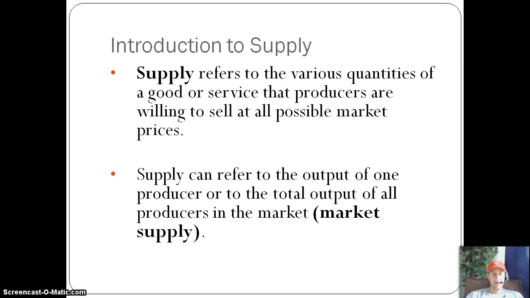And demand can be sort of easy to understand because we are all consumers, we're all buying stuff. Supply is a little more difficult. You have to put on the hat of someone who's running a business and think about, what would make you decide to sell something in terms of price. So supply can refer to the output of one producer or to the total output of all producers in the market. It can be an individual company's supply of a good or service or all companies as a whole in terms of that good or service.